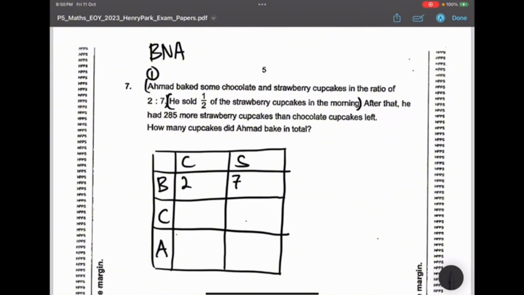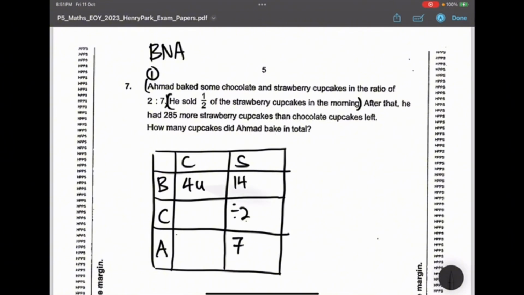Alright, knowing that I need to divide my strawberry by 2, what I want to do is to make this a number that is divisible by 2. Okay, and what I want to do is just to multiply it by 2. So that will just be 14. And what I do to the strawberry, I want to keep the ratio the same. So I need to multiply my chocolate by 2. So that will be 2 times 2, and that would give me 4. Alright, and if I were to divide by 2, I would have 7 units after.